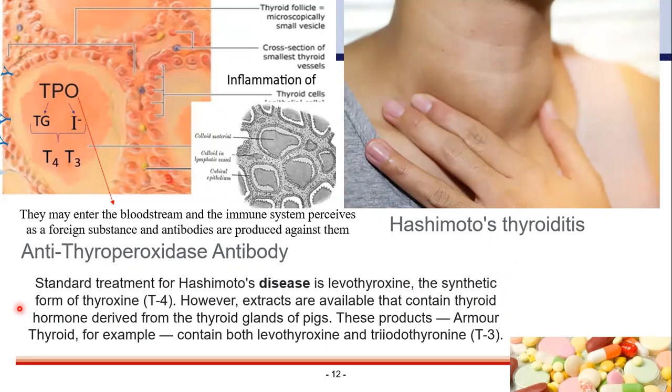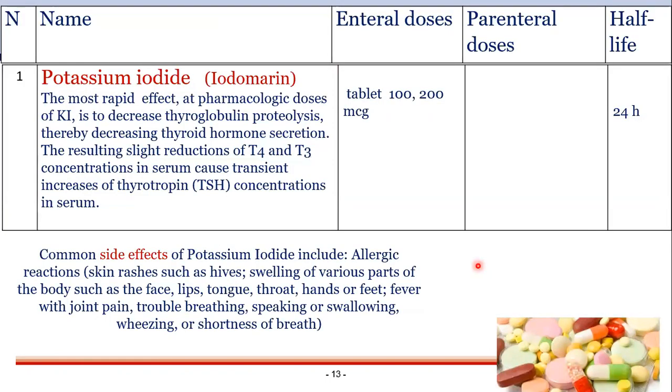These products, for example Armour Thyroid, contain both levothyroxine and triiodothyronine T3. Okay, this is Hashimoto's disease. Now our medication. First medication, potassium iodide, brand name Iodomarin.